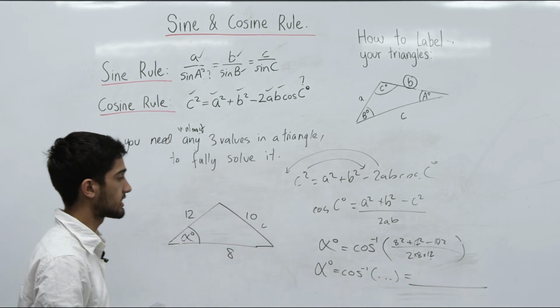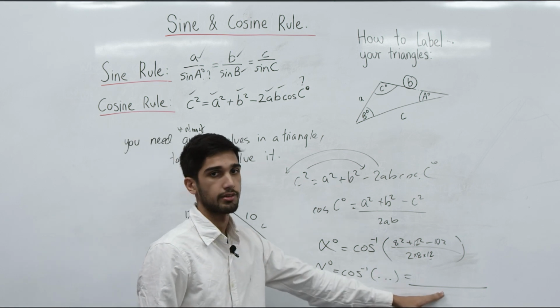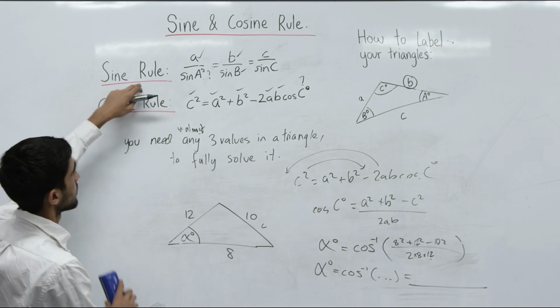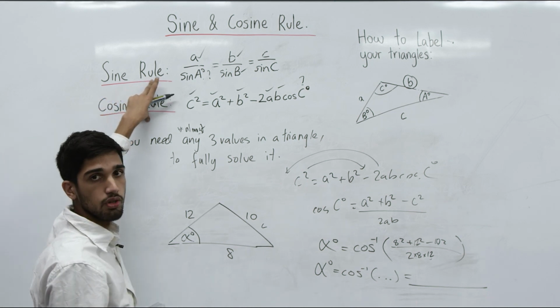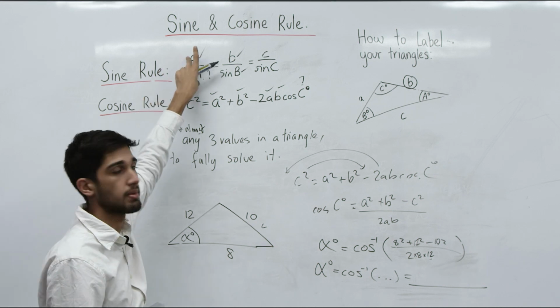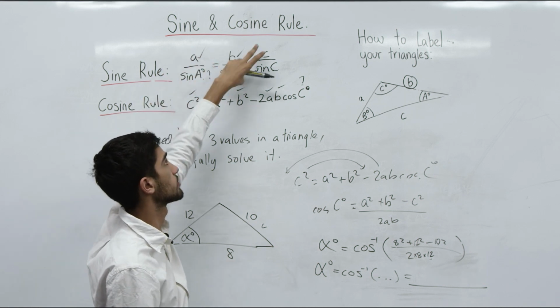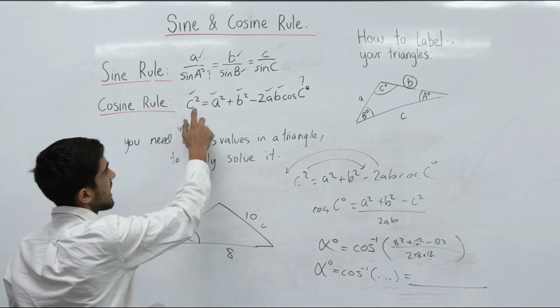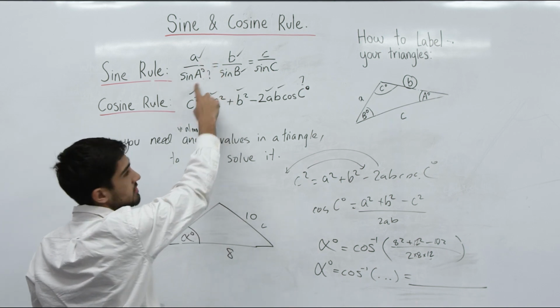There you go. That's how you found the angle alpha. So just to revise, we've now covered the sine and cosine rule. The sine rule is only useful once we have at least a side and its matching angle. A side and its matching angle. The cosine rule is useful when we have no pair of side and its matching angle.